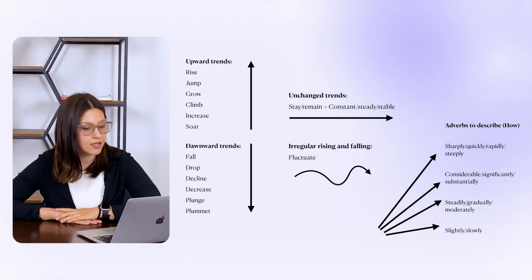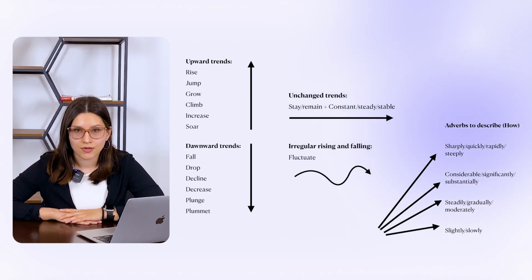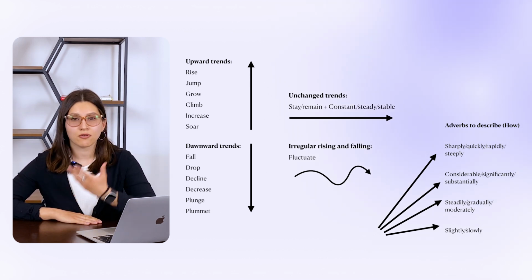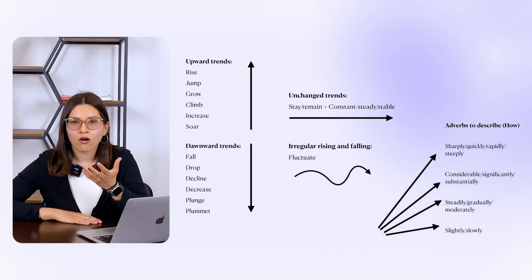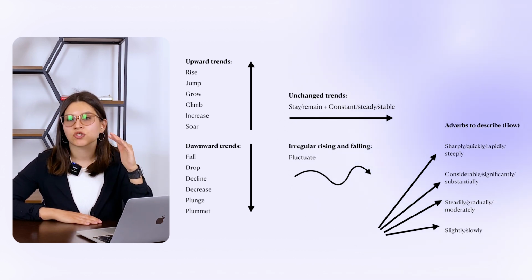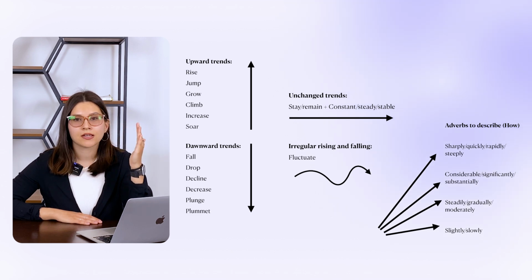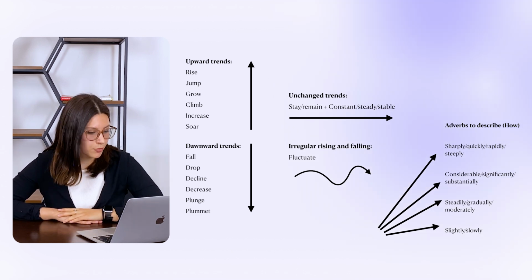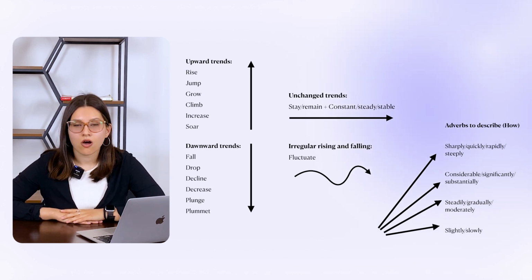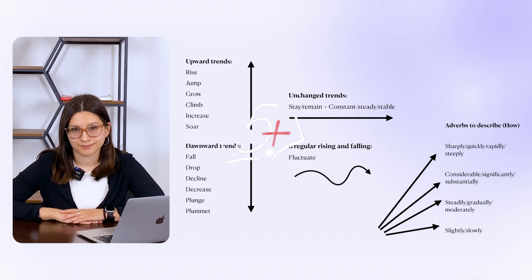And the last one is adverbs to describe trends. It's not enough to just use verbs, because you have to be able to describe the character of upward or downward trends, whether it is sharp or it is very steady. For example, the sales of iPhones have dropped significantly in the last 5 years. It means that the sales dropped considerably, or people stopped buying iPhones compared to the past.